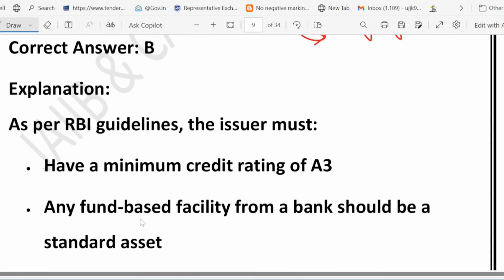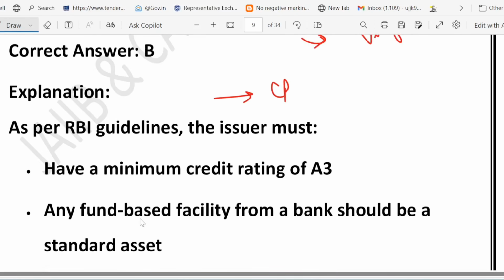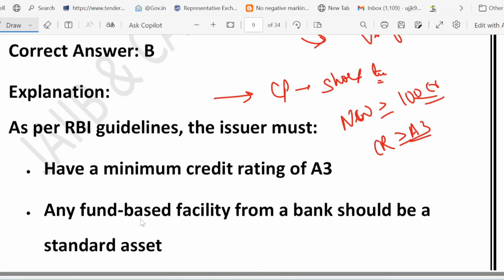So let's summarize. CP is a kind of short-term borrowing tool for financially sound companies. I told you the eligibility rules. The first is that net worth must be greater than or equal to 100 crore. Second, its credit rating must be A3 or better. Third, it should have a standard bank fund based facility. Remember, if a company wants to issue CP, it must be financially strong, not just big.